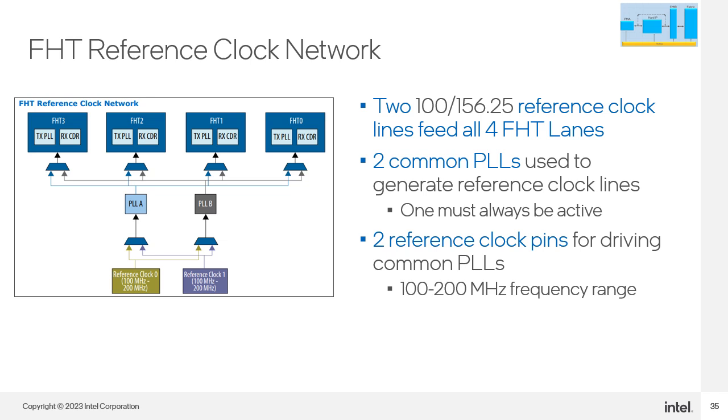Because the reference clock is required, at least one of these PLLs must be active. The two PLLs are connected to two reference clock pins on the FPGA. These two pins can be driven by frequencies from 100 to 200 MHz.